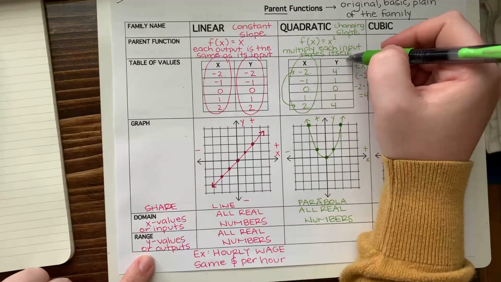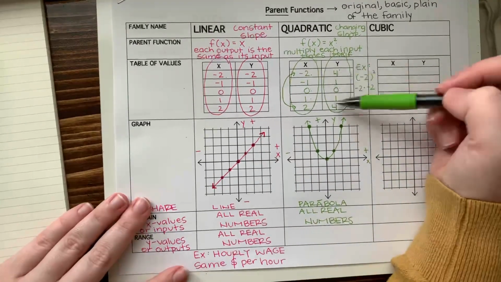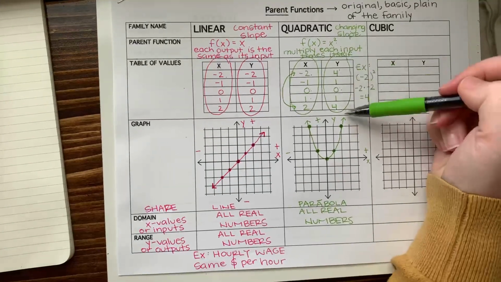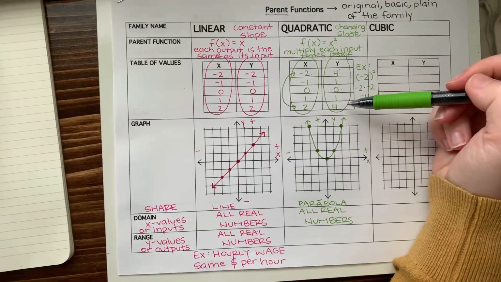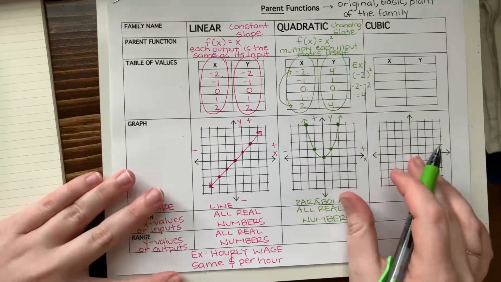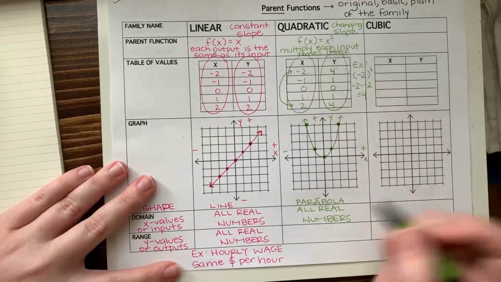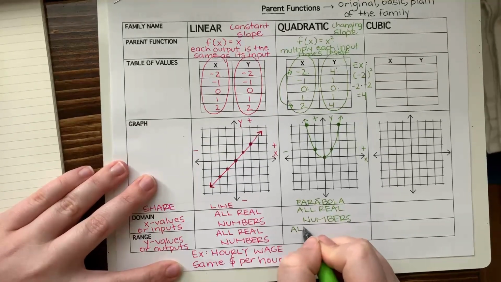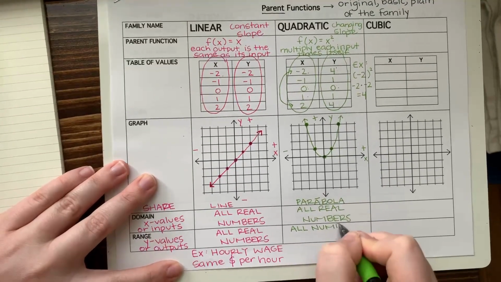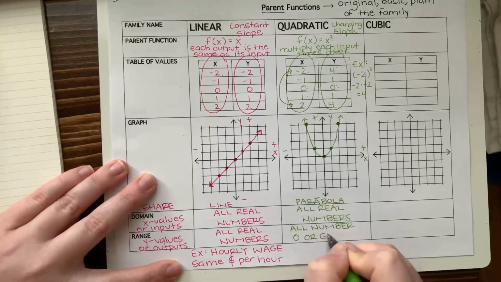Then for my range, my y values or my outputs, I want to look at this column. Here, you're probably thinking, oh, wait, there's no negative numbers. I have 0 and I have positives, but I don't have any negatives. And that is true. That's because every negative times itself is just going to output a positive. And so you will never plug in any number into this function and get out a negative. So what does that mean for our range or all of our possible outputs? This is going to be all numbers that are 0 or greater.